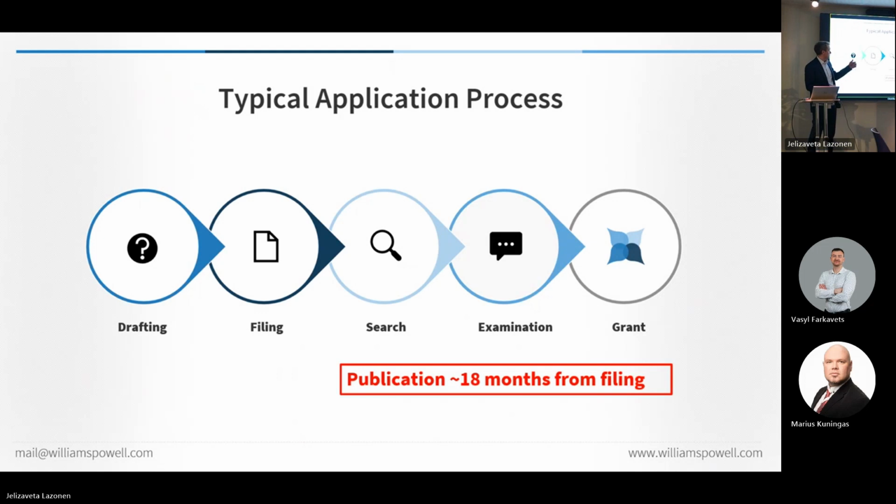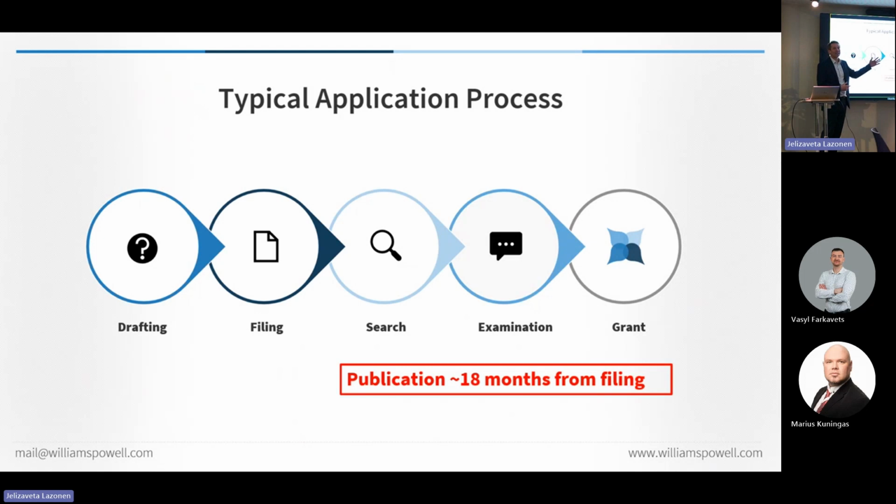The search phase is where the patent office looks for documents that are similar, anything related to the invention that has been claimed in the application. They'll issue a report identifying these documents, maybe with an initial opinion on whether it's patentable: is it new, is it inventive over what they've found. That initial search, depending on where you are, will normally come through within a few months.